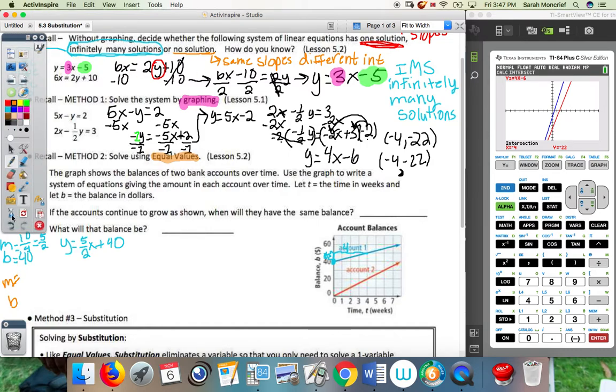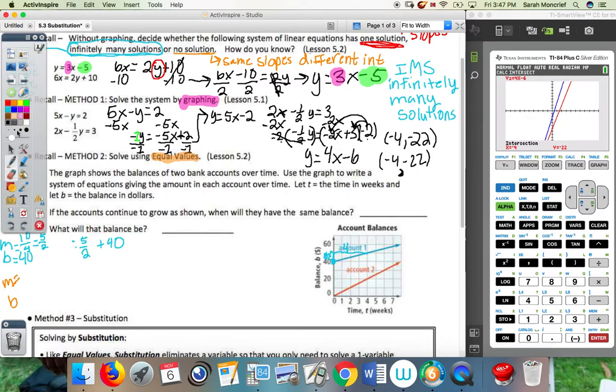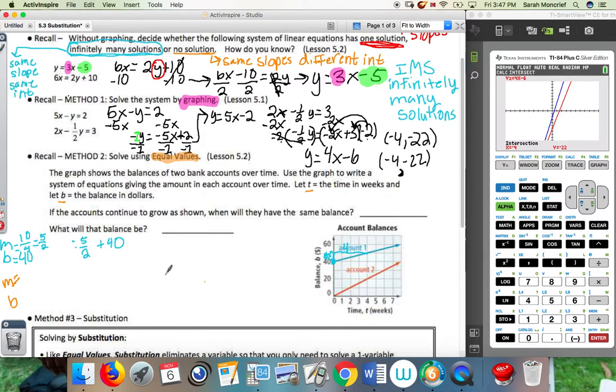Oh, wait. I forgot something. And none of you were here to call me out on it. Remember, we also need to replace my y and my x with different variables this time. We are replacing them with T and B. T stood for time in weeks, so is that X or Y? You're right, that was X, so we have 5 over 2T, and B stood for balance, so my Y will be B. So my real equation is B is equal to 5 over 2T plus 40. I'm sure had all of you been right in front of me, you would have said, Miss Moncrief, you have to change that to B and T.